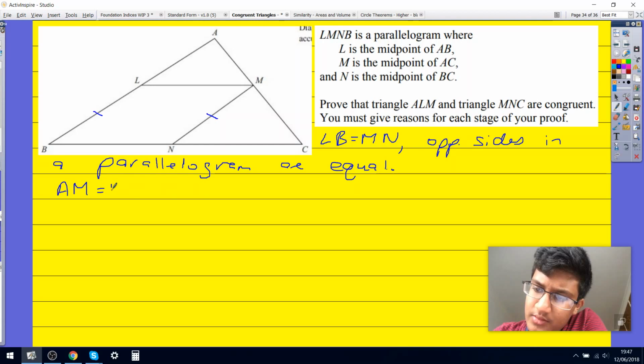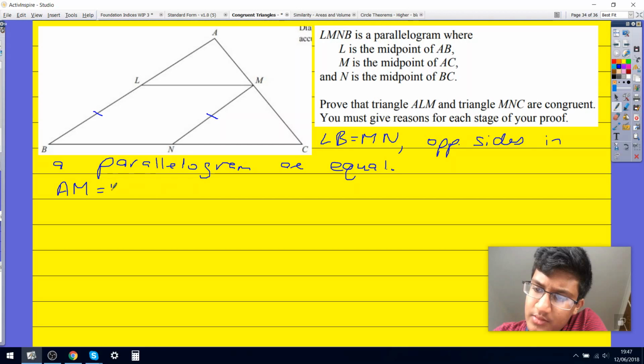What could you do next from here? I'm not too sure. So we said LM is equal to BN. What else is equal to BN? NC. Yeah. And so therefore, LM equals NC. So LM equals NC, and so that's a second side in our two triangles.